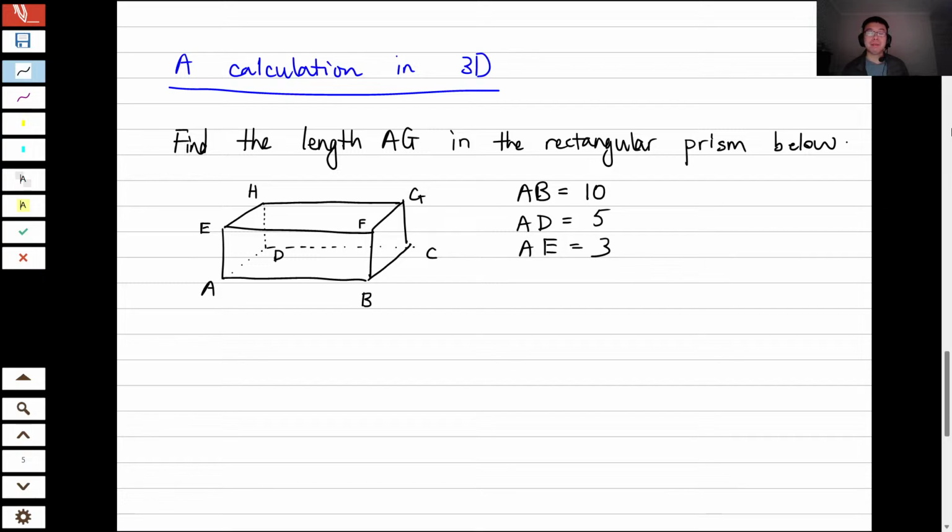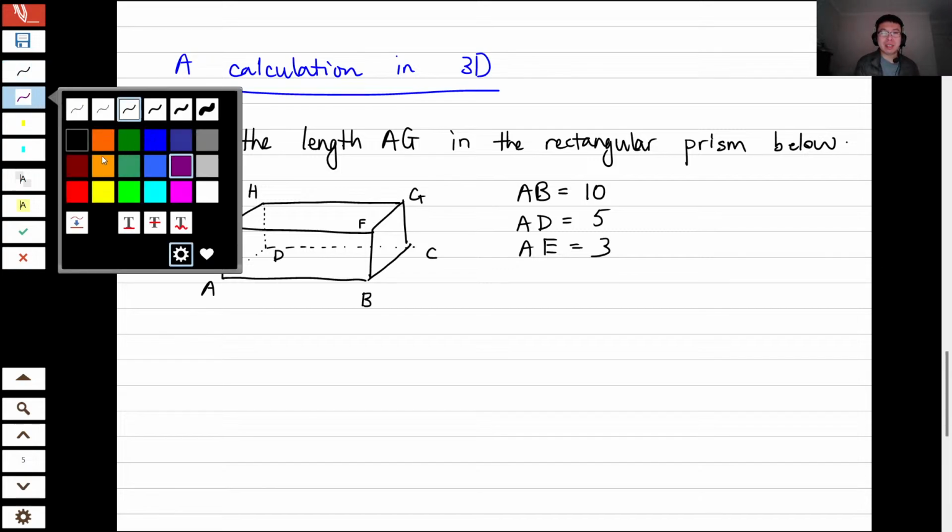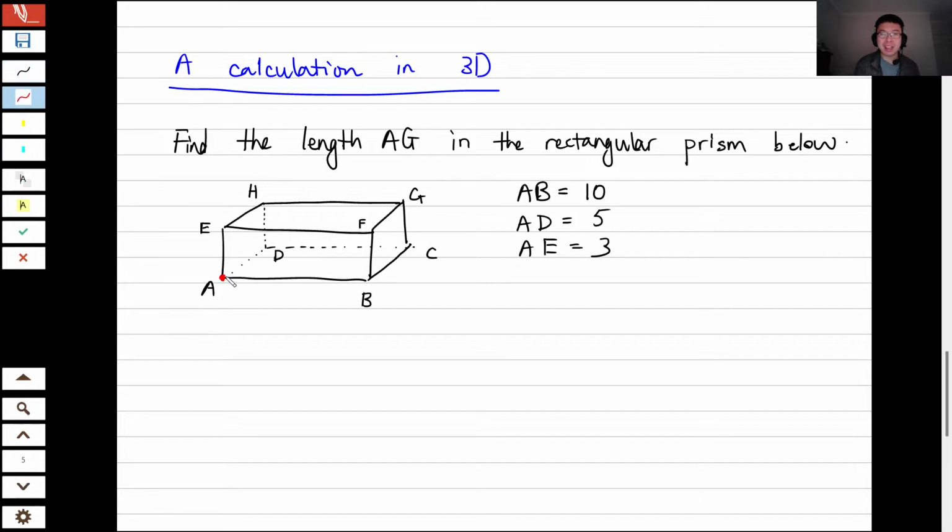Believe it or not, we can use Pythagoras' theorem here as well. And you might be saying to me, Mr. Chu, I understand that you want to find the length from this point A to this point G, but that's in 3 dimensions. And Pythagoras' theorem applies for right-angled triangles, and those are in 2 dimensions. How can I apply a 2-dimensional technique in 3 dimensions? Well, I'm glad you asked.